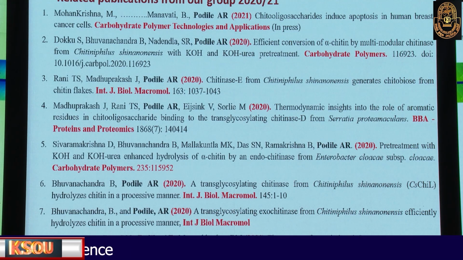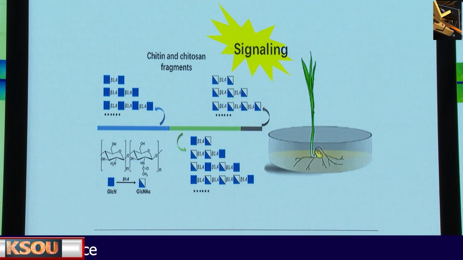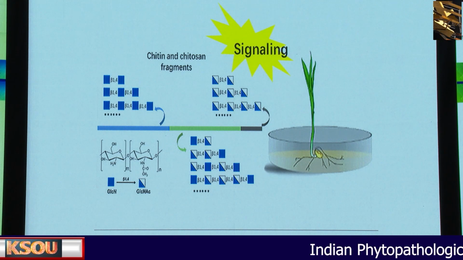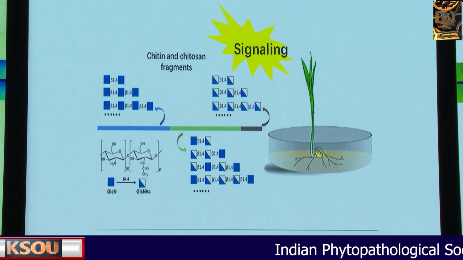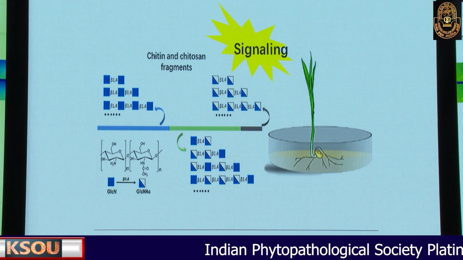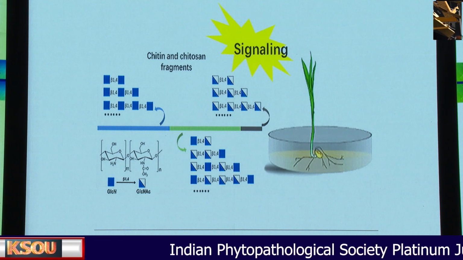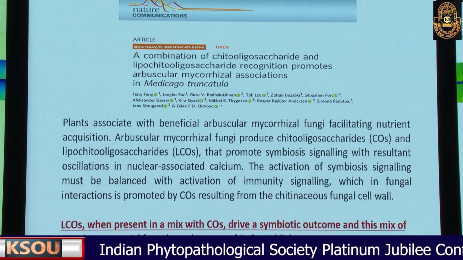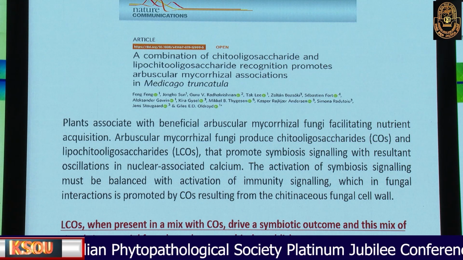I will skip these publications part. The conclusion I would like to show is that for chitin and chitosan fragments, the DP is important, the DA is important, and the PA is important. If we can identify, define and produce these molecules, we are going to have the third generation chitosans. I will tell you what I mean by third generation chitosans.